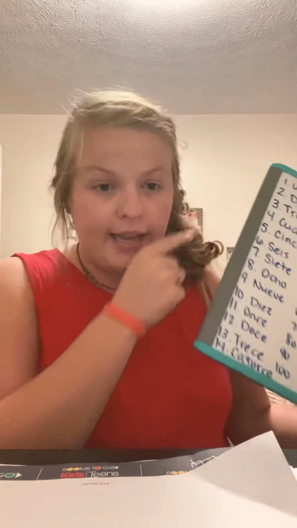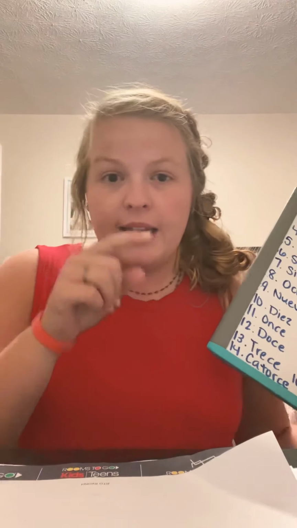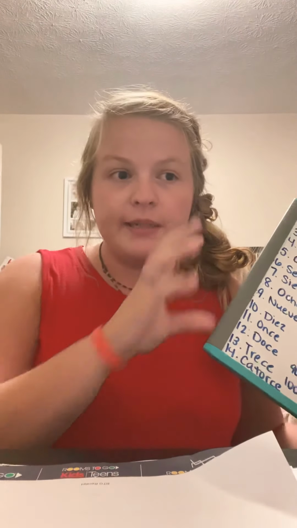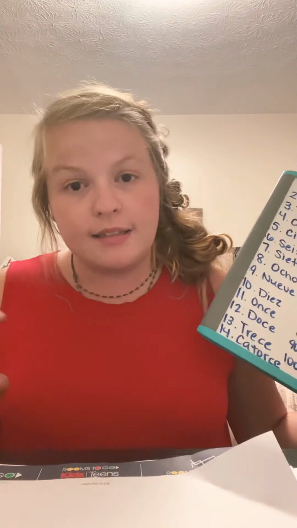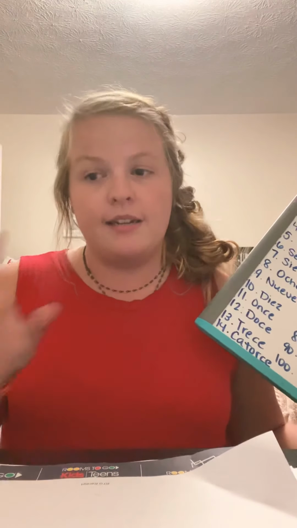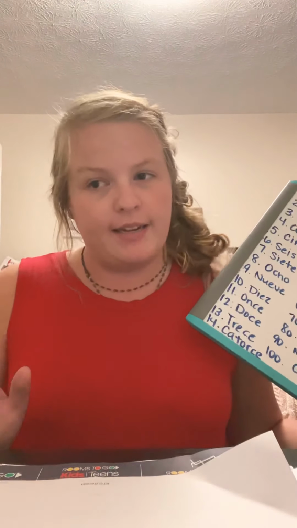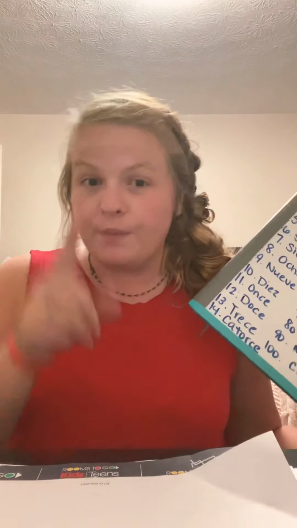So in Spanish, to say 16, you would say diez, which is 10, y, which is just the letter y, it means and, and then seis, which is 6. So it's going to be diez y seis is 16. Diez y siete is 17. Diez y ocho is 18. Diez y nueve is 19. Does that make sense? Cool.